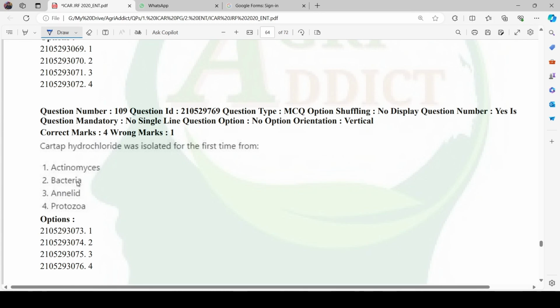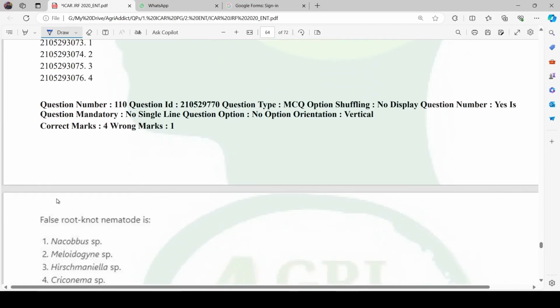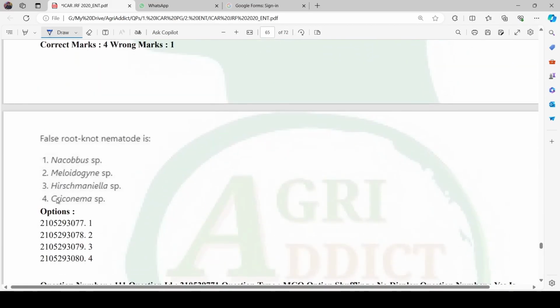Cartap hydrochloride was isolated for the first time from an annelid, a marine annelid, that is Lumbriconereis heteropoda. Then false root knot nematode or Nacobbus is Nacobbus, and one of the major examples of Nacobbus is Nacobbus batatiformis.